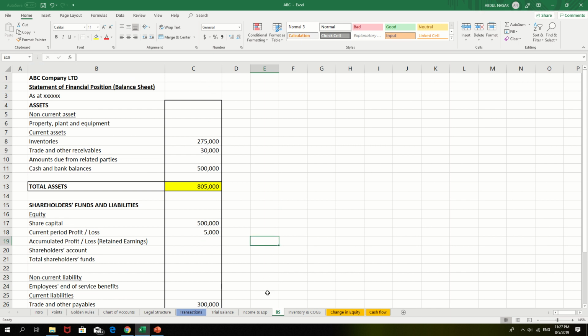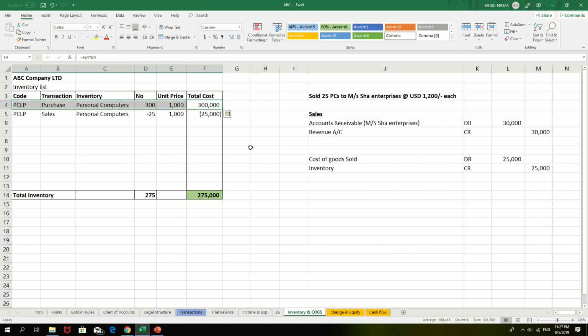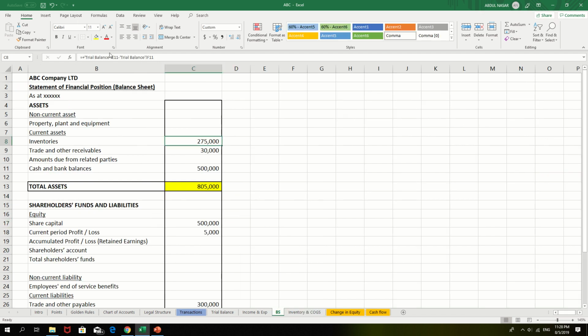Now, if you are working in an ERP or in an accounting system, you can also update your inventory account. So this is the first purchase, first purchase of 300 computers at 1,000 each. So this is the initial stock, 300k, and the sales of 25 PCs to Shah, 25,000. So this is your total inventory, 275,000, which is showing here in the balance sheet also.